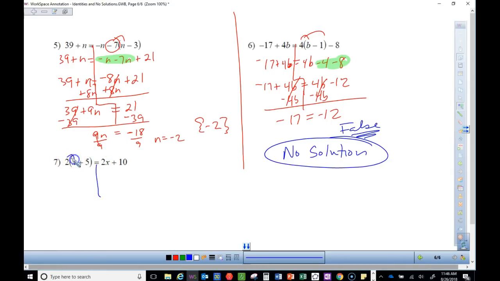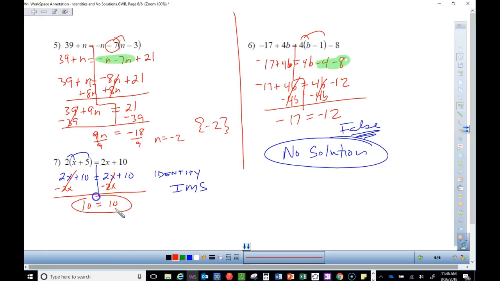Let's see. So this will give me 2x plus 10 equals 2x plus 10. I should be able to tell right now that this is identical. So it's an identity, and it has infinitely many solutions. But let's keep going. If we were to get my variable on one side, off of both sides, cancel, cancel. So then I end up with 10 equals 10.